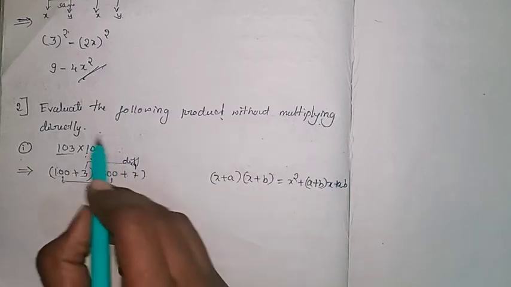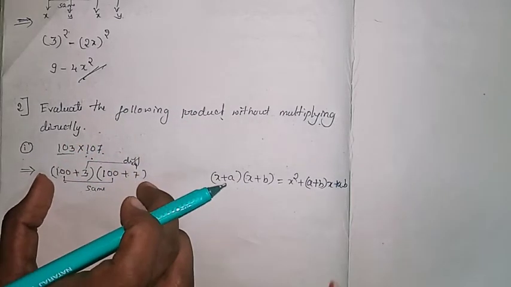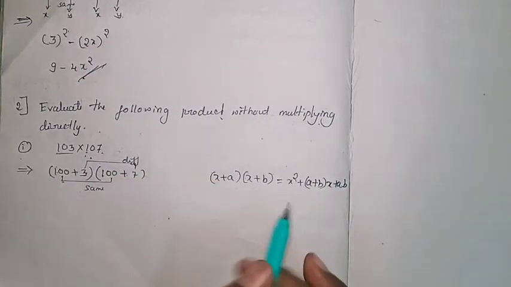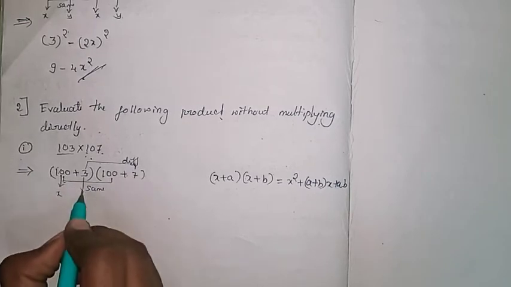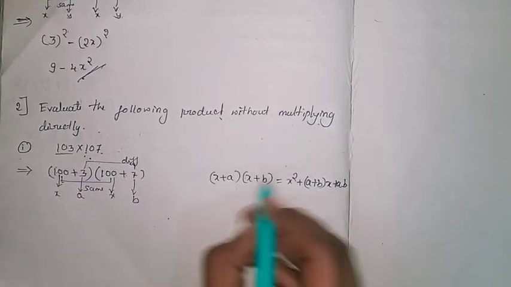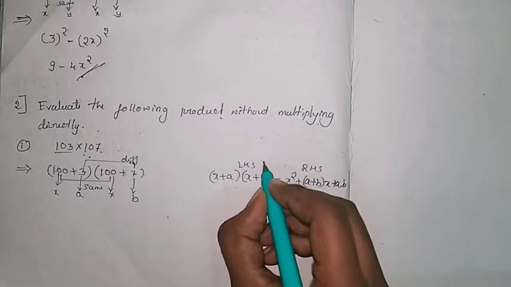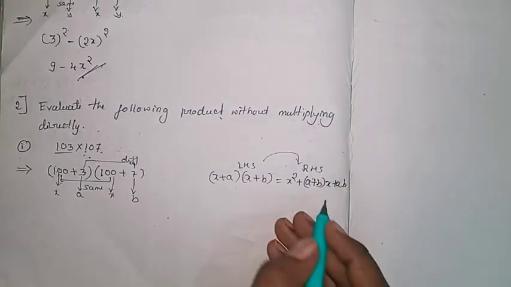Then whatever they have given, we adjust to the same identity, and by using that identity we will solve for the answer. As they have given, the first term is the x term, this is the a term, this is x, and this is the b term. Now we have the LHS, and we have to solve for the RHS, the right hand side.